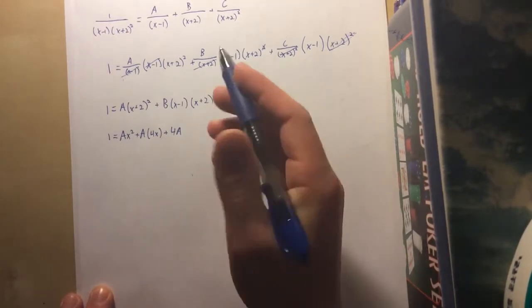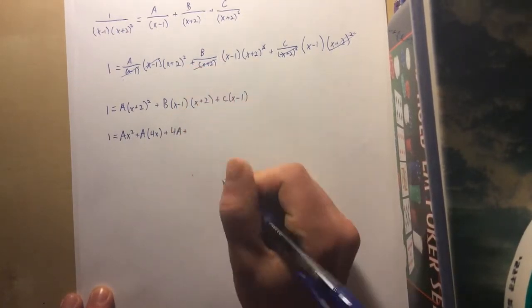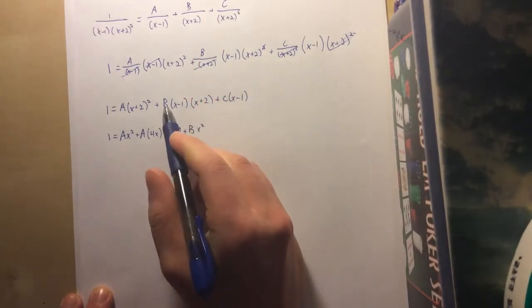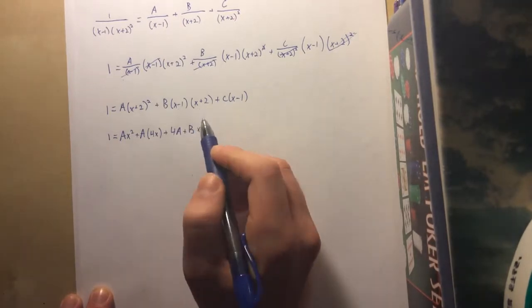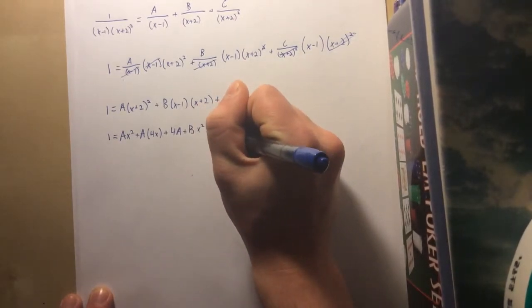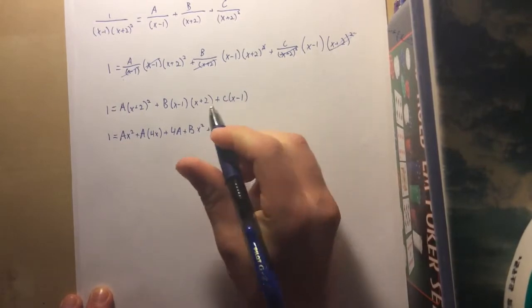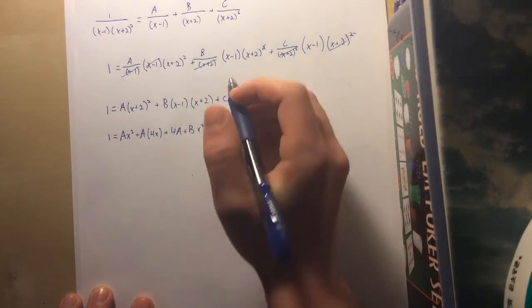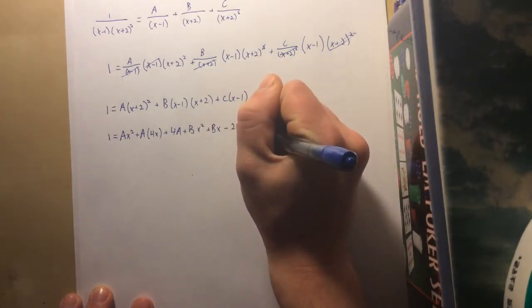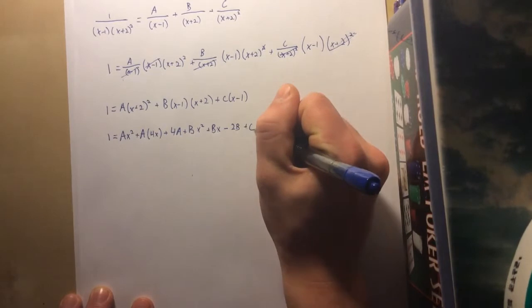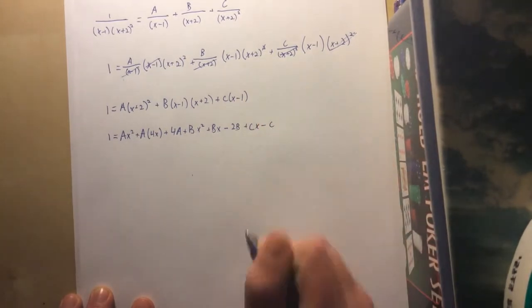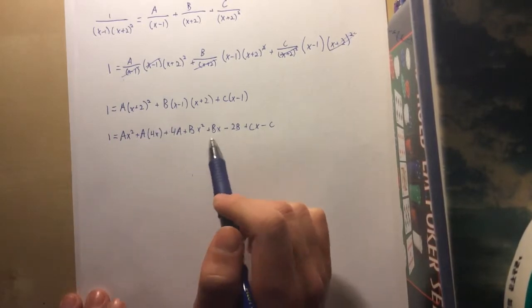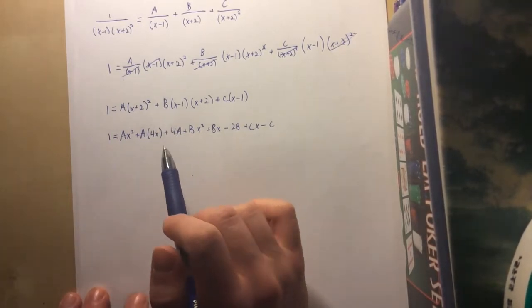I'm going to do that same thing with b, and that gives me bx squared plus 2bx minus bx, so that's plus bx. And then the constant is just going to be what we have, -2b. And for the c, that's pretty easy. That's just cx minus c. All I did is multiply that out, and I skipped a couple steps just to make this video shorter.